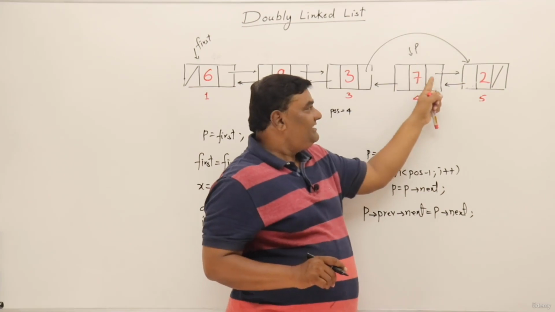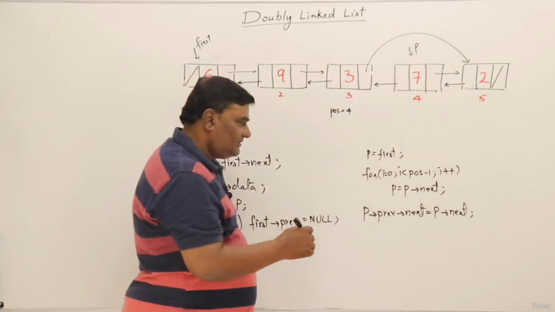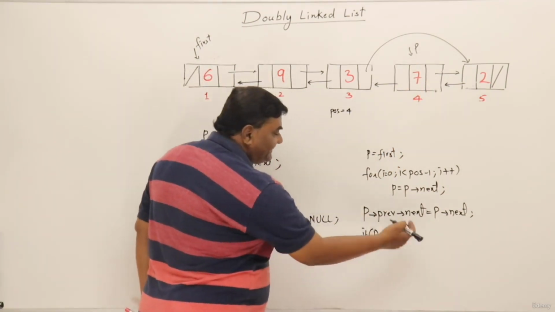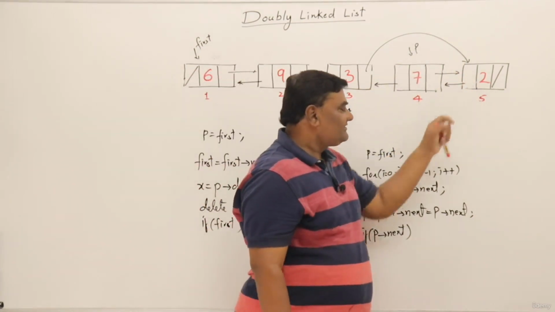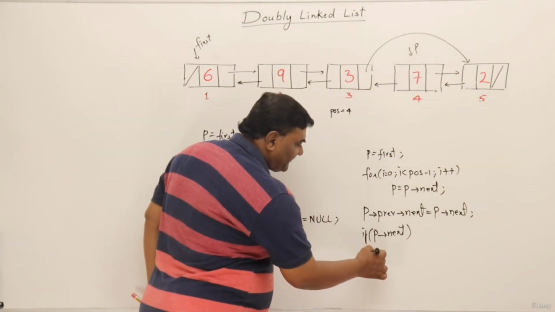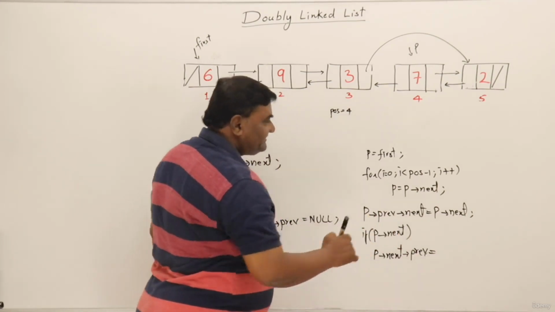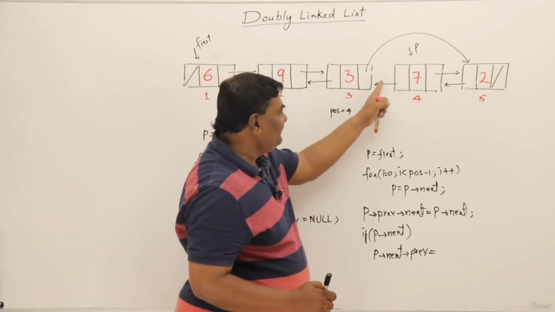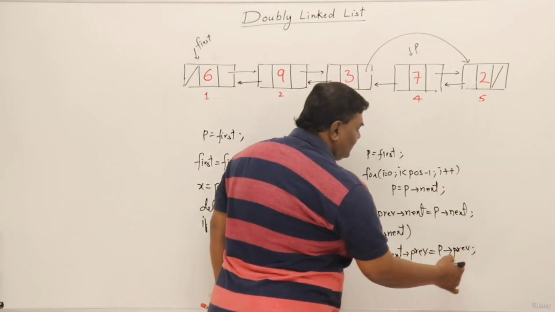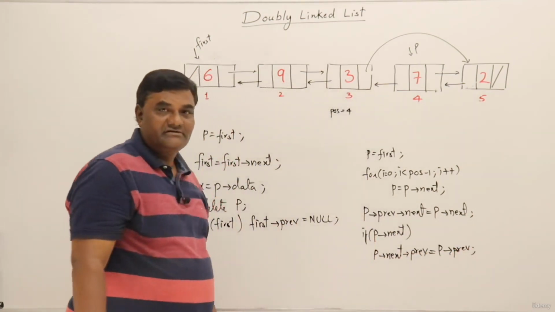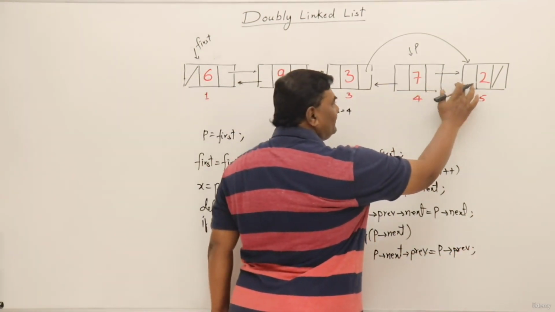So first of all, check P's next. Is it null or not? If P's next exists, then P's next previous should be assigned with P's previous, this node's address that is present here. So this link will also be modified.